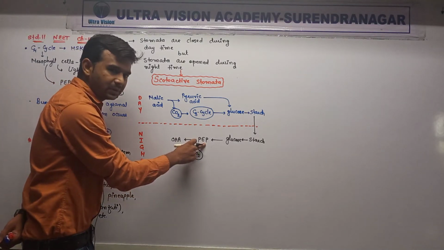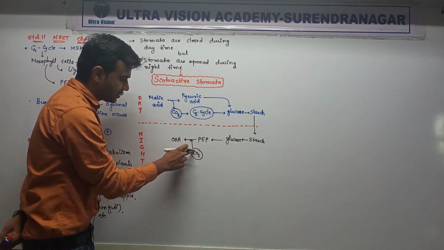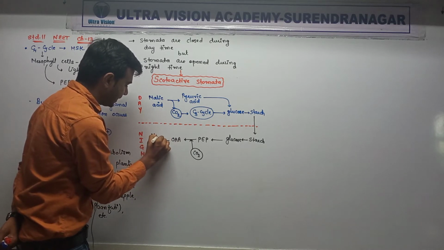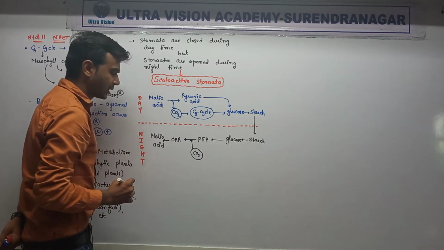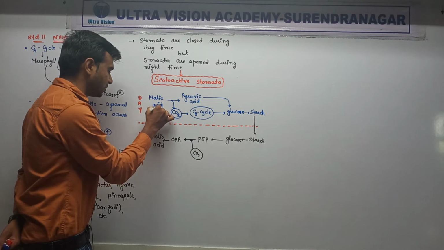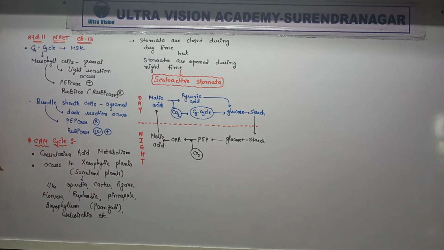So during night time, when the stomata are open, at that time PEP receives the carbon dioxide and is converted into oxaloacetic acid, and oxaloacetic acid is reduced and converted into malic acid. In this way, malic acid accumulation is more during the night time, which is used during the daytime. In this way the food is synthesized in the succulent plants or xerophytic plants which live in desert.